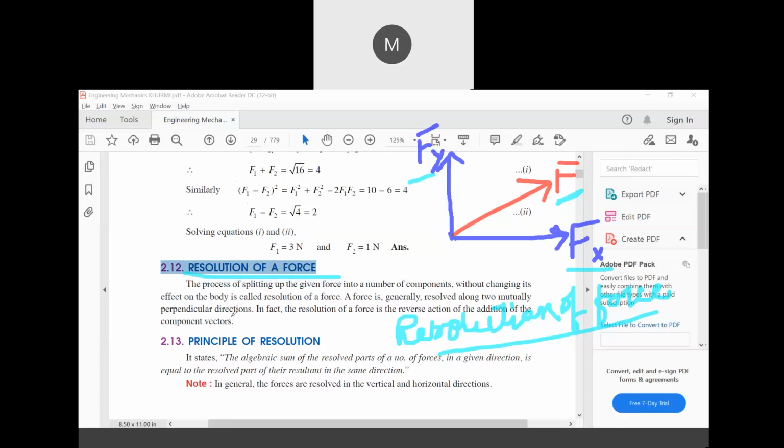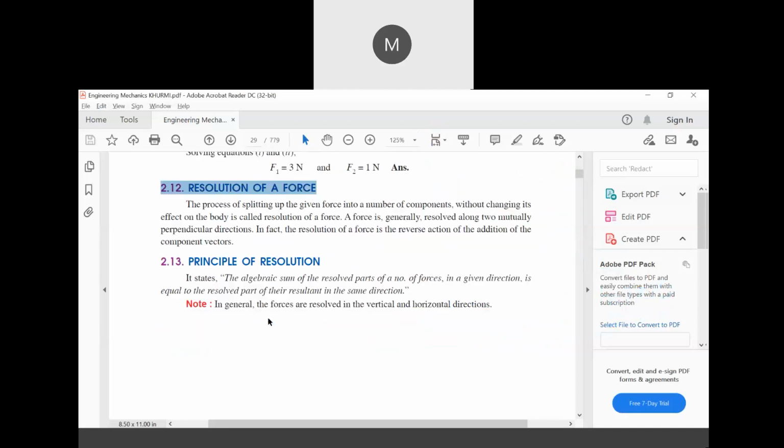Now we go to the principle of resolution. So what does the principle of resolution state? It states that the algebraic sum of the resolved parts of a number of forces in a given direction is equal to the resolved part of the resultant in the same direction.